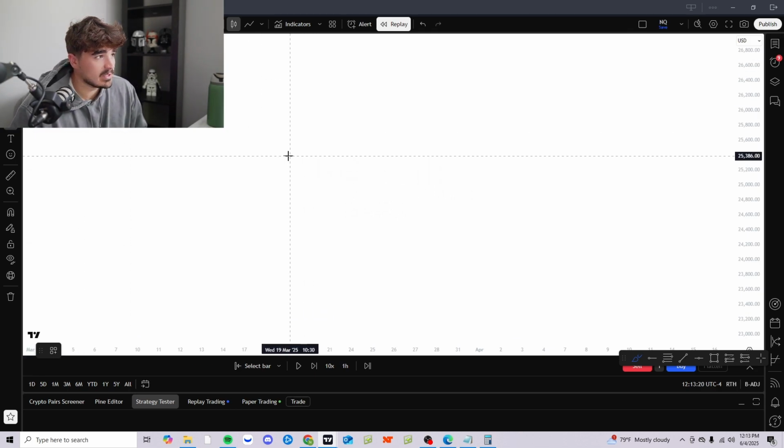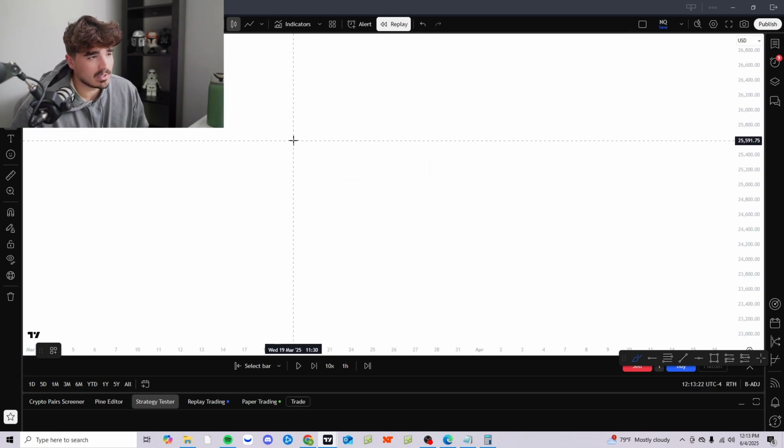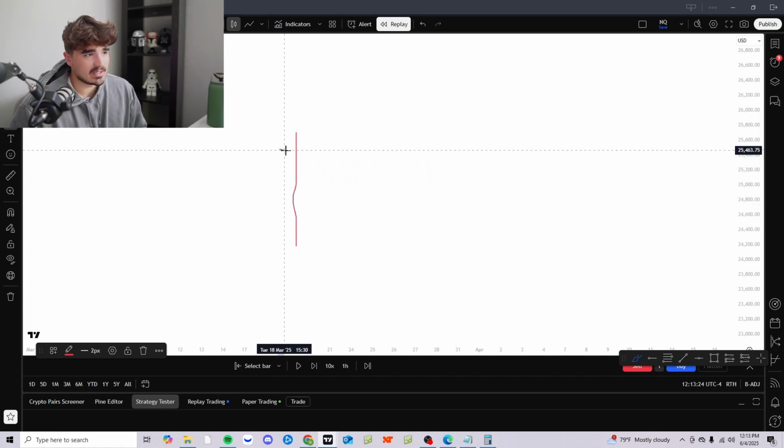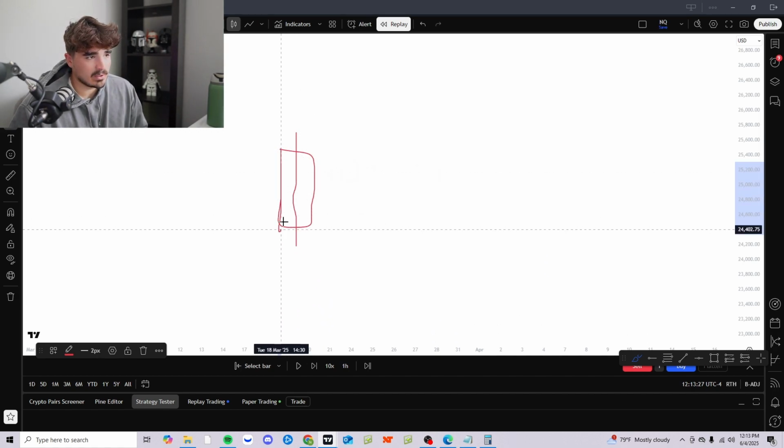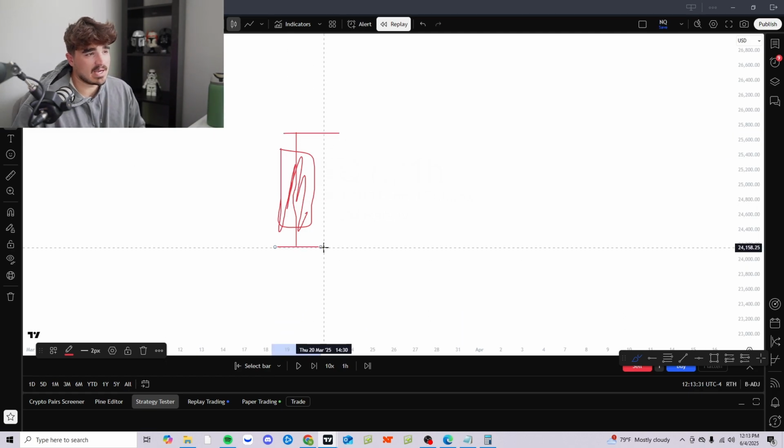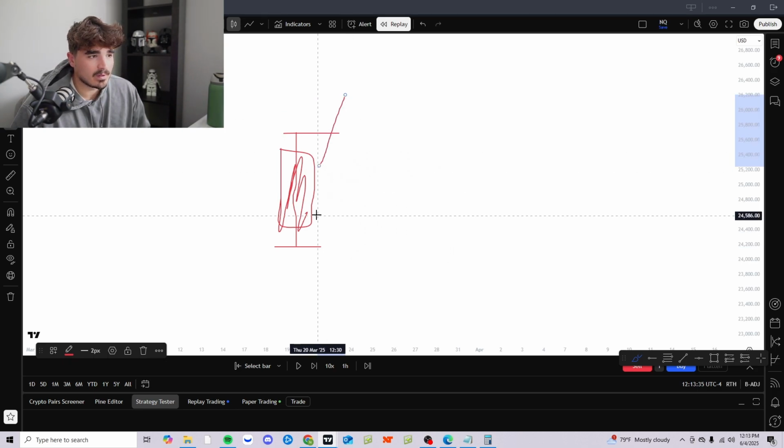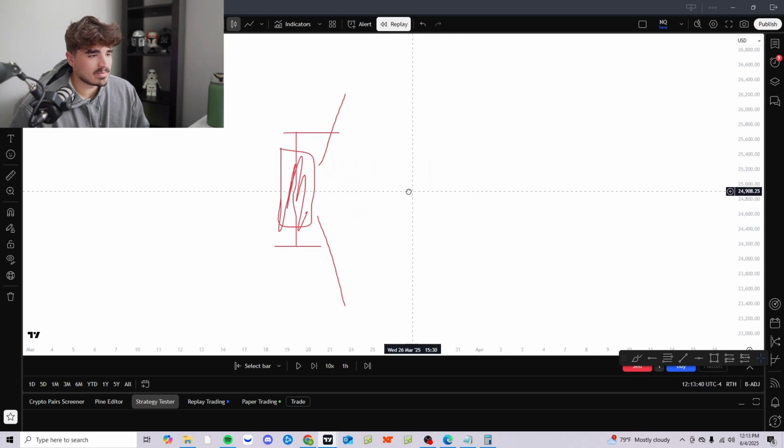The first one, we're going to be using the first 15-minute candle, right? So it's called the ORB strategy. We take the first 15-minute candle and we look at the high and the low. So we mark out the first 15-minute candle's high and low. And then what we want to look for is a breakout above or a breakout below.